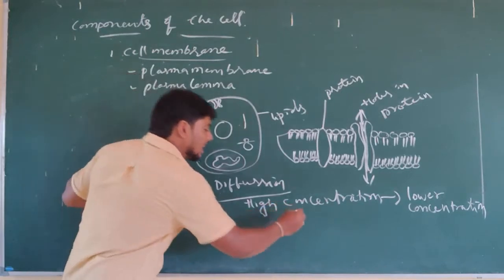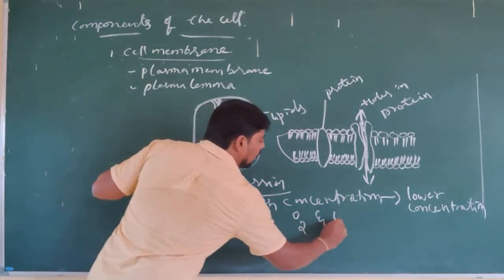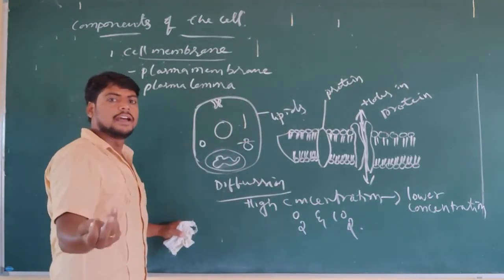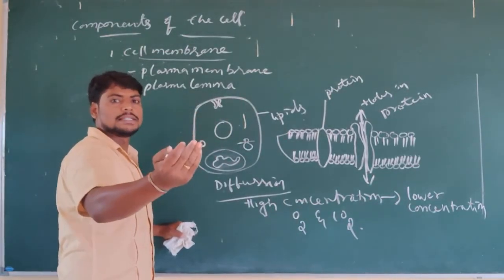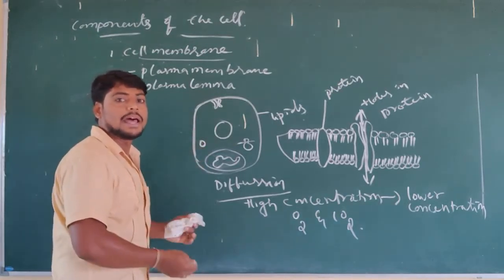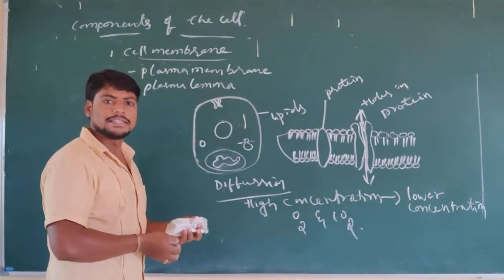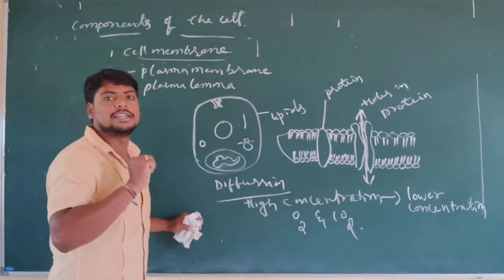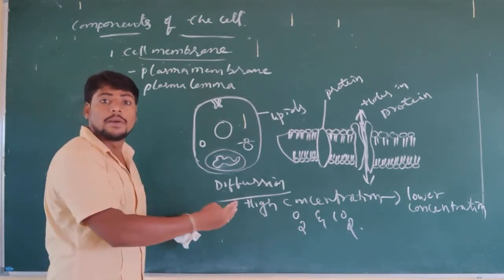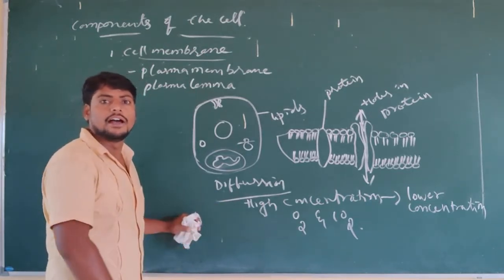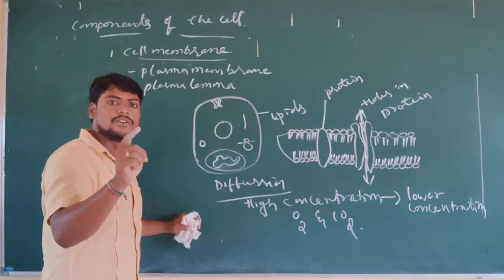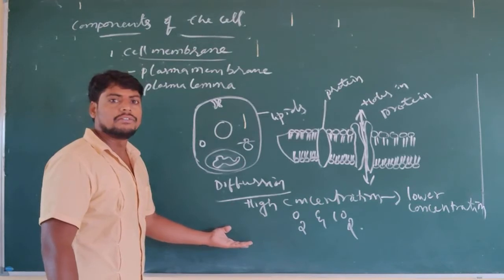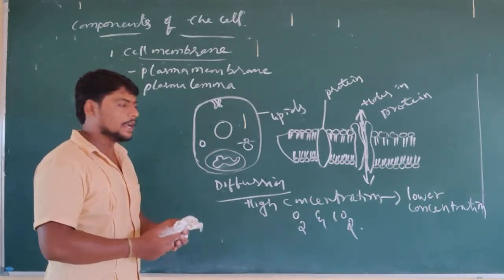The gases like oxygen and carbon dioxide, whether inside or outside the cell, are going to pass. That is exchange, and that process is called diffusion. For the diffusion process, there is no need of any energy; it is an energy-independent process. So no energy source is needed for the exchange of carbon dioxide and oxygen. That is diffusion.